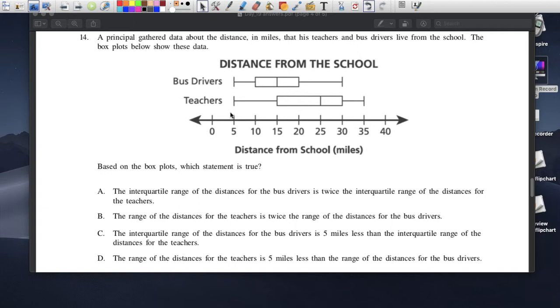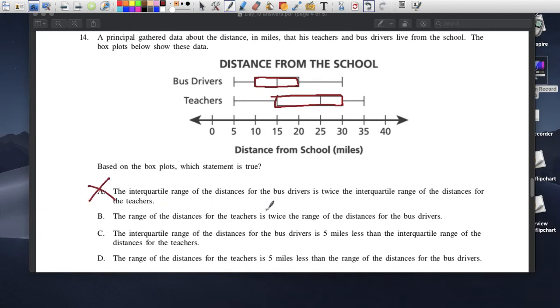A principal gathered the time in miles that his teachers and bus drivers live from school. The plots below show these data. So bus drivers, teachers. Which one is true? So we were looking for something that's true. The interquartile range for the bus drivers is twice the interquartile range for the teachers. That's not true, because you can tell that the interquartile range of the bus drivers is this, and the teachers are this. The teachers are definitely bigger, so garbage.